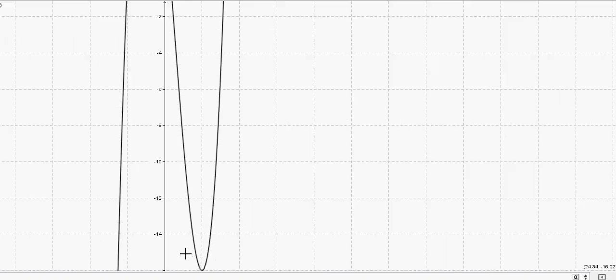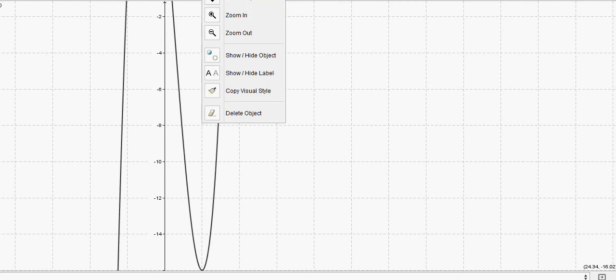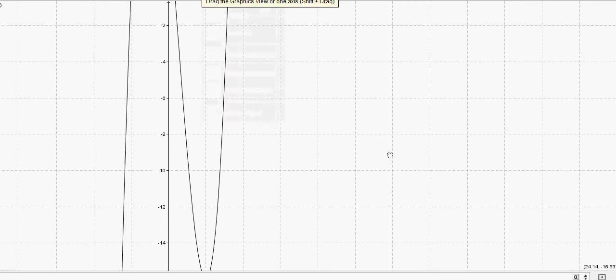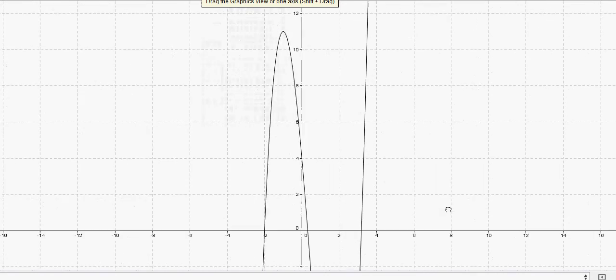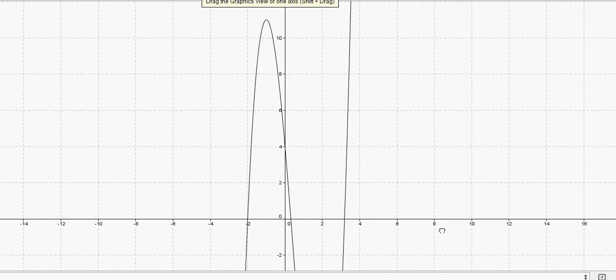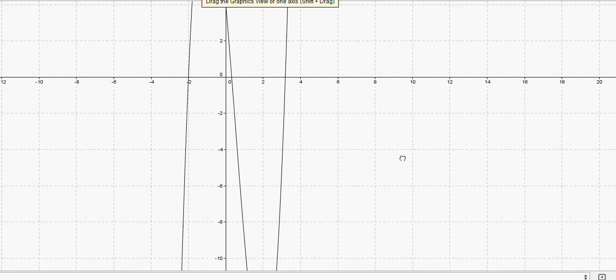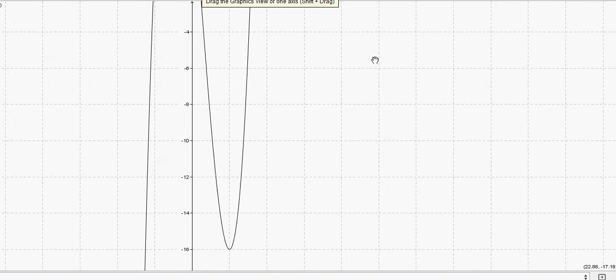Okay, so if we were to zoom in on this graph, you can see how sharp the turns are in the graph, and just the pattern of the way to draw this. You need a very fine hand for this graph.